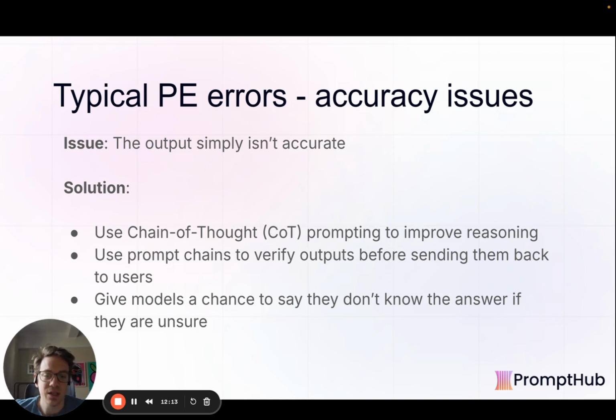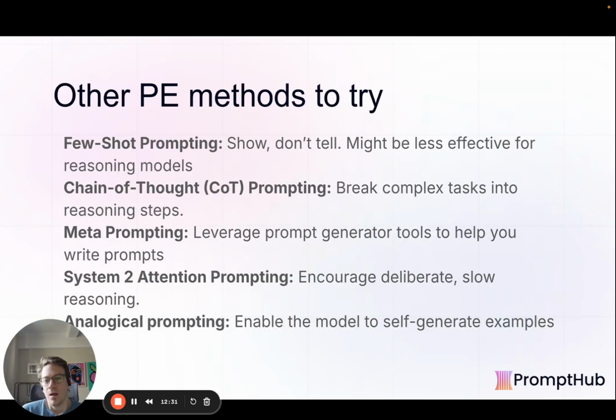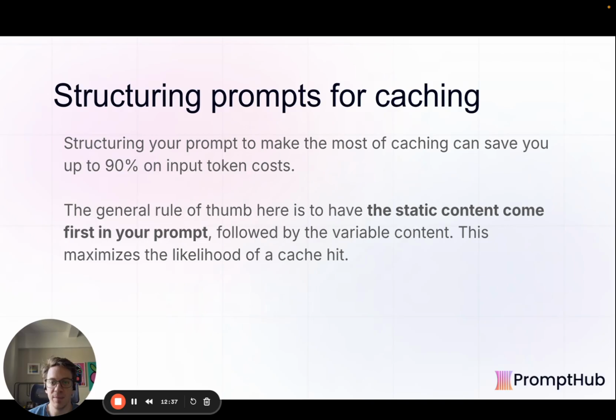We've seen reasoning, whether it's done via chain of thought or just via these reasoning models, to be very helpful here. Adding multiple prompts in a chain can be helpful in terms of making sure things are correct before sending them back to users. And then giving models an out is always helpful, letting them say, hey, I don't know the answer, versus giving an incorrect one. A bunch of methods to try here that I think would be helpful. All the guides will be linked below, so we won't spend too much time on them.